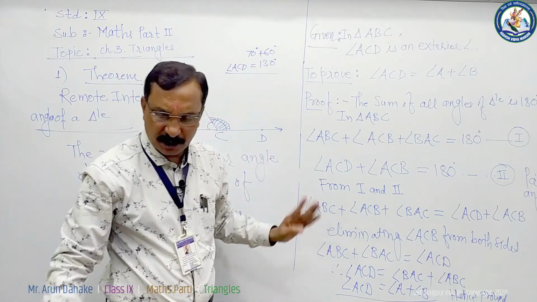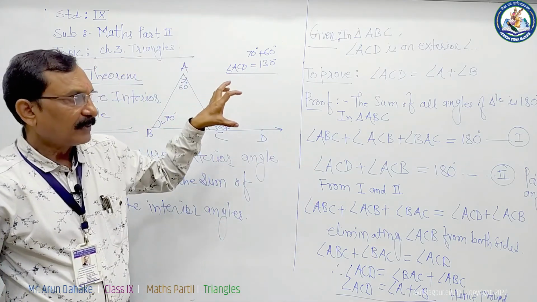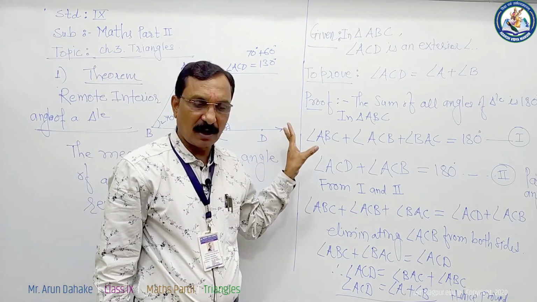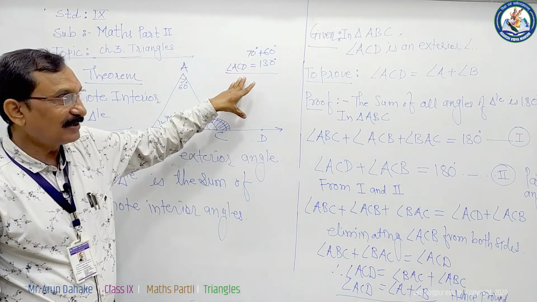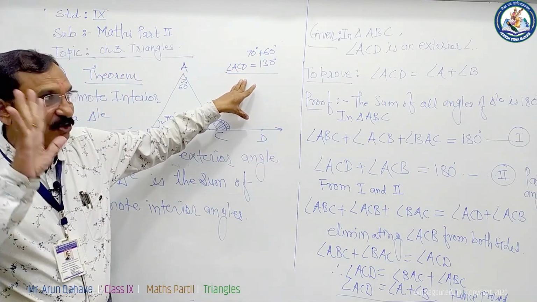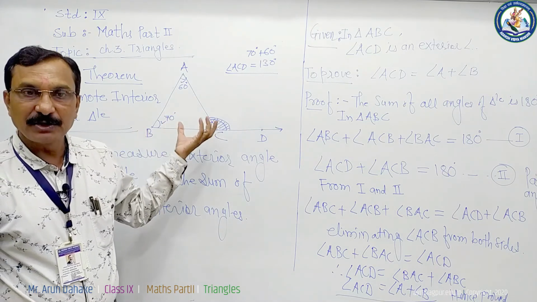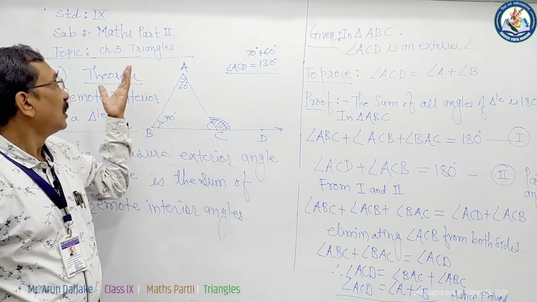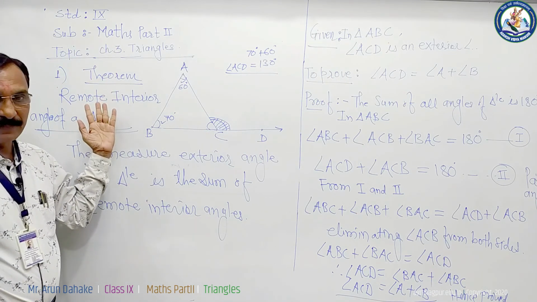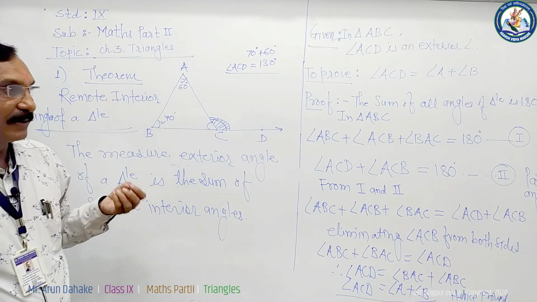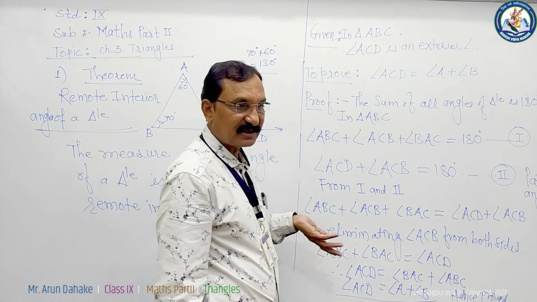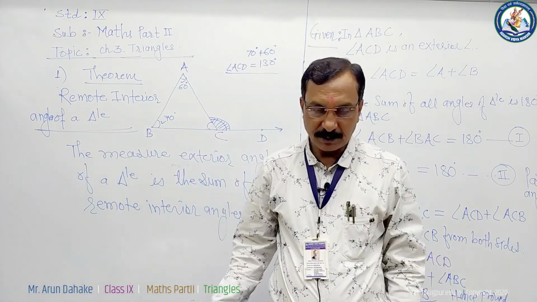So it's a very important theorem in the triangles chapter of 9th standard, and the next theorem, the isosceles triangle theorem, is also based on this one. We can use the property of the remote interior angle theorem to prove a number of theorems.